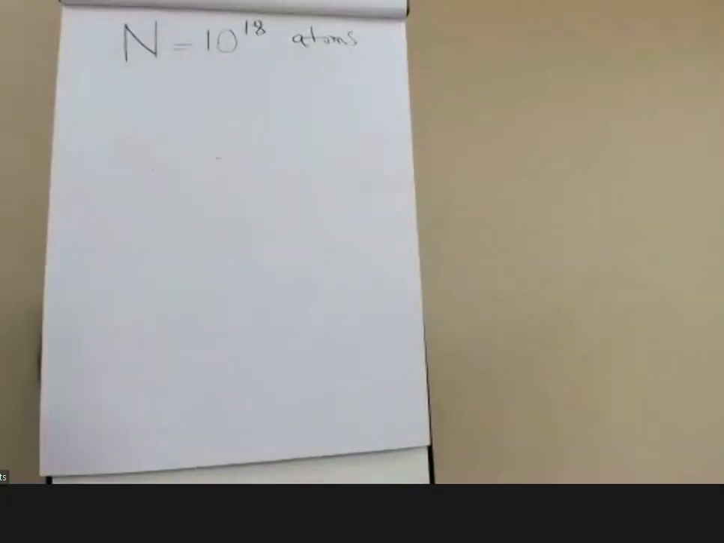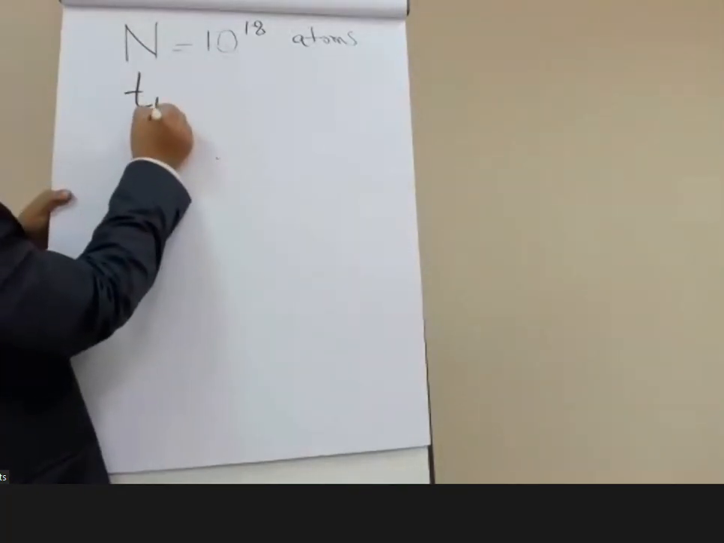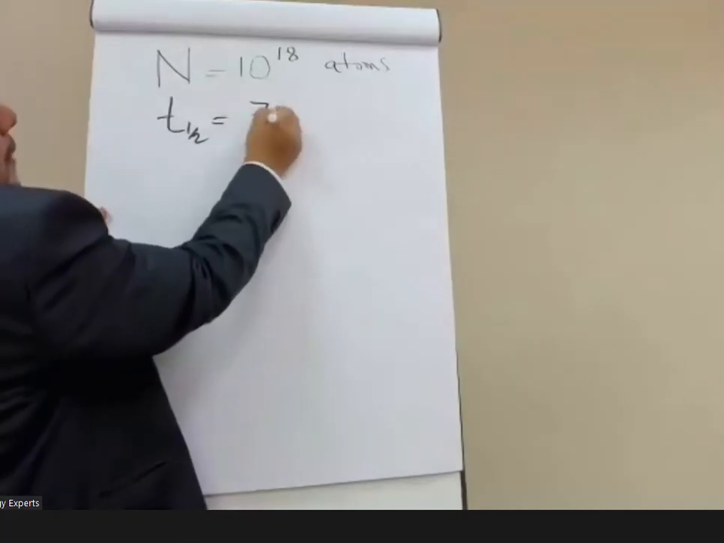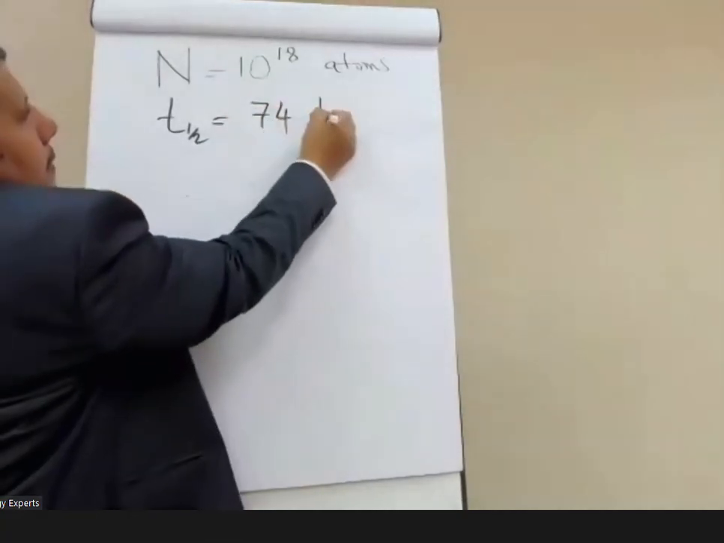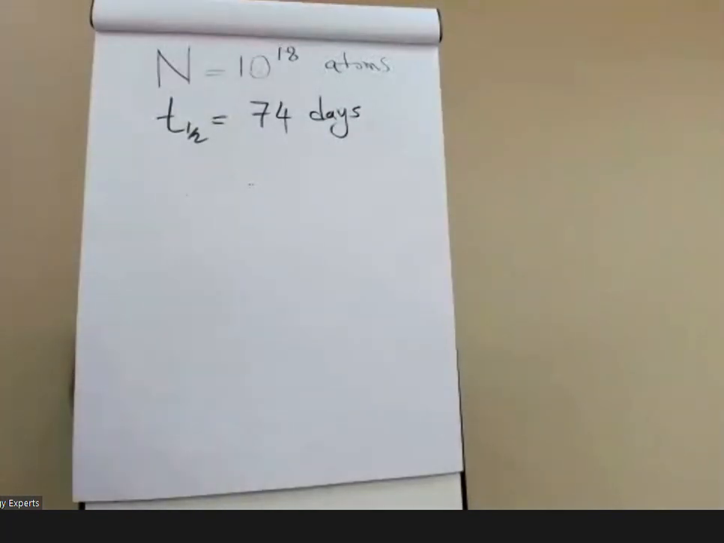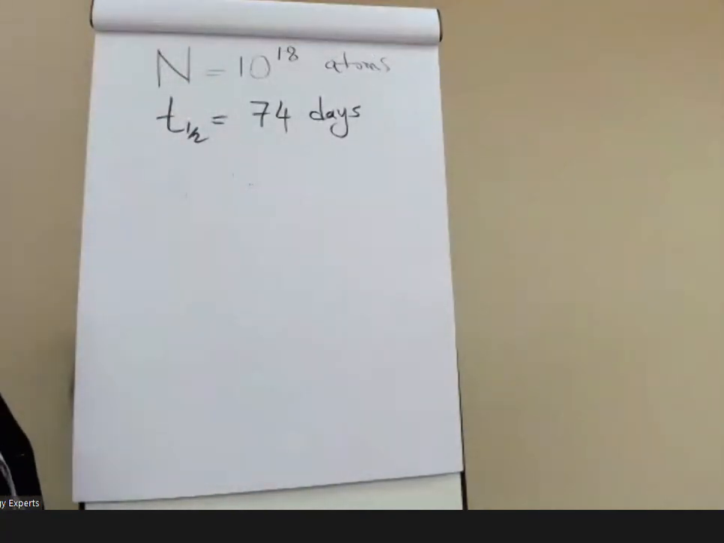Assume this is the number of atoms I have in sum, and T half is, let's say, 74 days. Iridium, for example. This is iridium, 74 days. Number of atoms, 10 to the power 18 atoms.